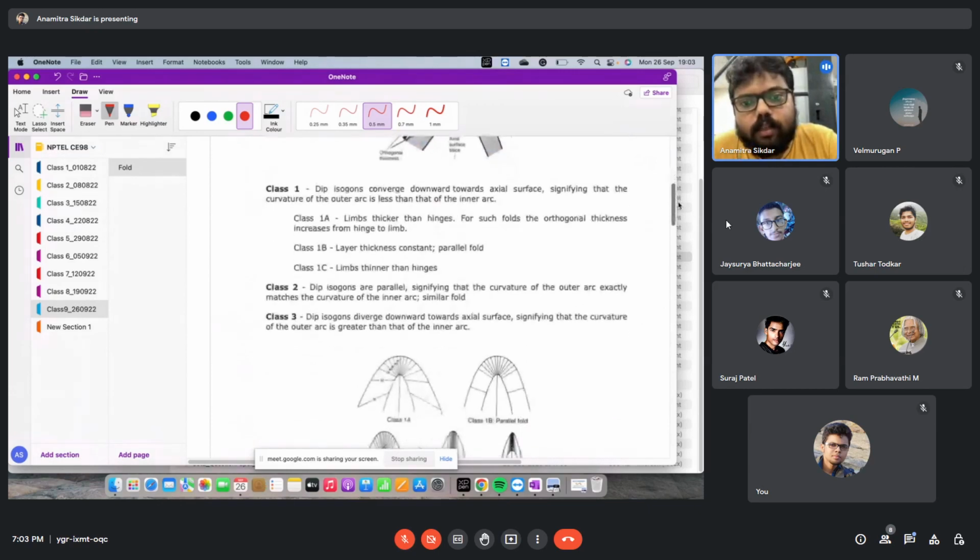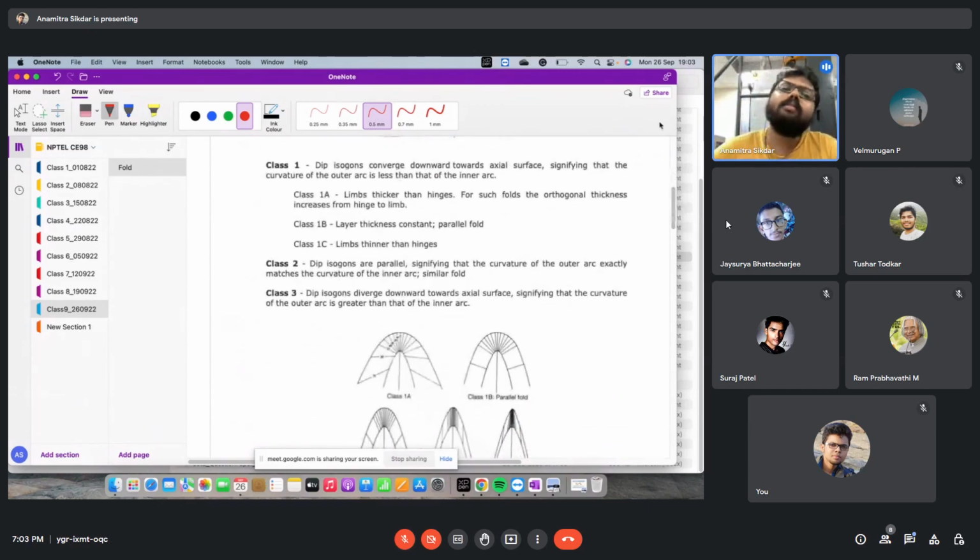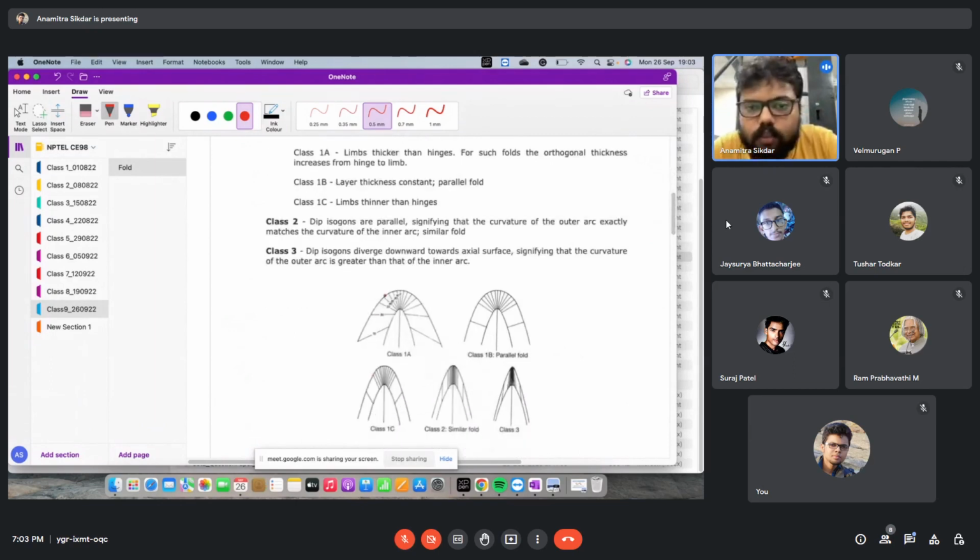So mostly if we consider the symmetric fold, what happens is that the dip isogons can converge towards the core like this one, or they can be parallel, or they can diverge, right? So what is the difference between these? Here the spacing of the dip isogons is very less inside, and here it is larger than this one, right? So spacing is bigger outside, always in these cases.